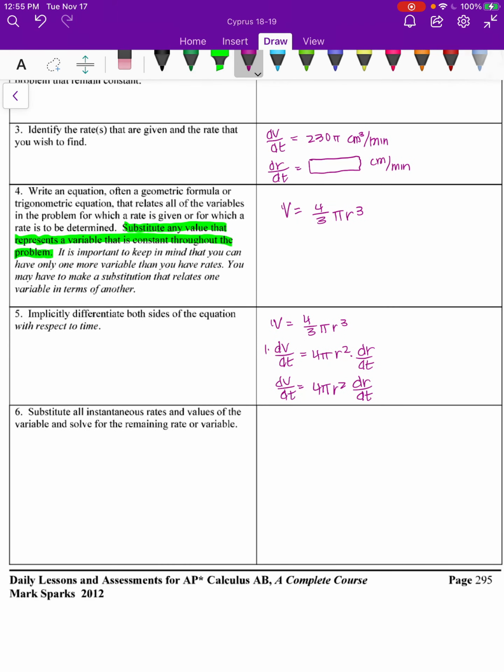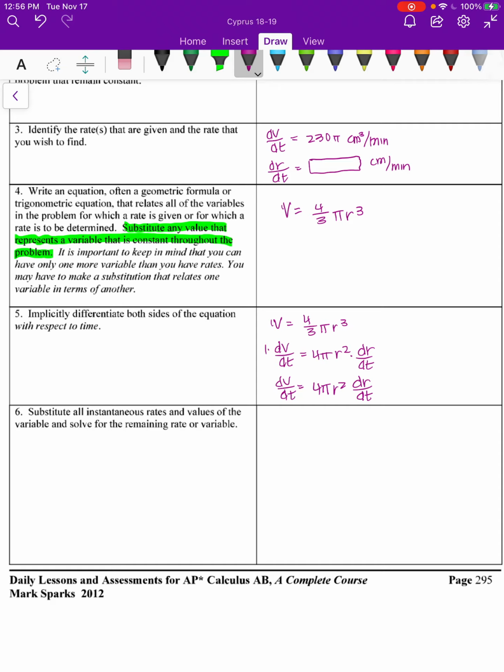Okay. Last step, substitute all of the rates that they gave us and the values for the variables that they gave us in the problem and solve for what's remaining. So in the problem, they tell me what dV/dt is, they tell me what r is, and they want me to find dr/dt. They said at the instant that r is 4, what is the rate at which it's changing. So they tell me what r is.